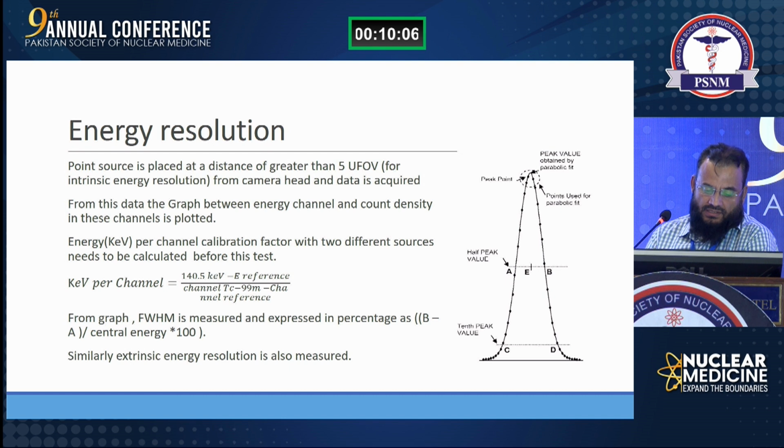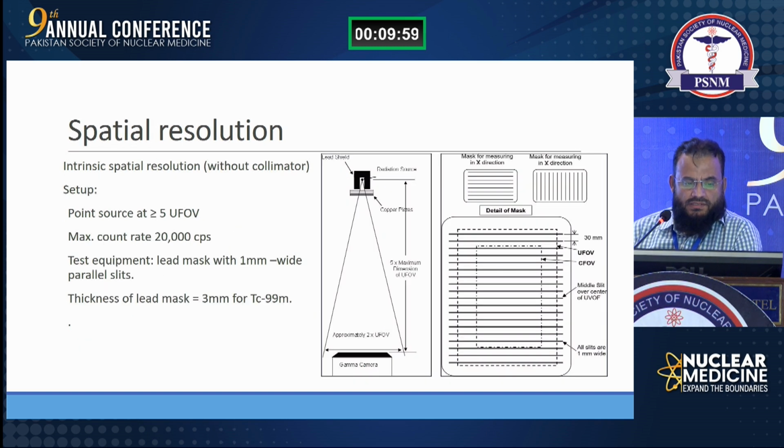Similarly, extrinsic energy resolution is also performed, but with the help of a flood source. The next quality control test is spatial resolution. It is the ability of a gamma camera or PET camera to image two separated point sources as separate. The point sources are placed at greater than 5 UFOV for intrinsic spatial resolution, with a maximum count rate of 20,000 counts per second. The count rate should be less than this.